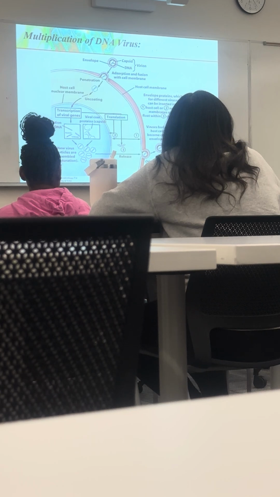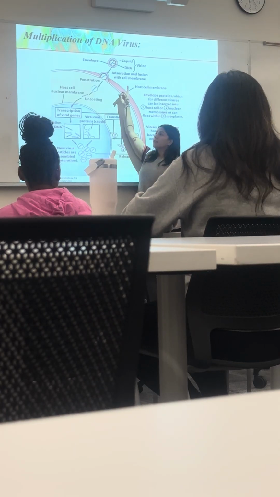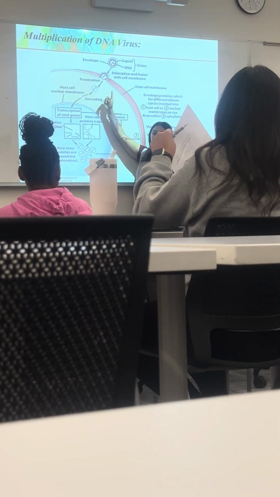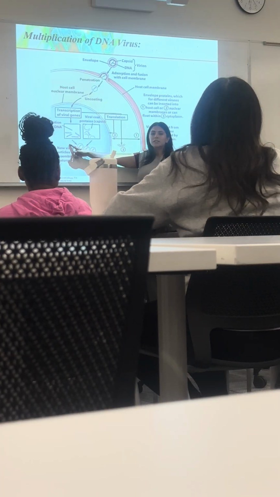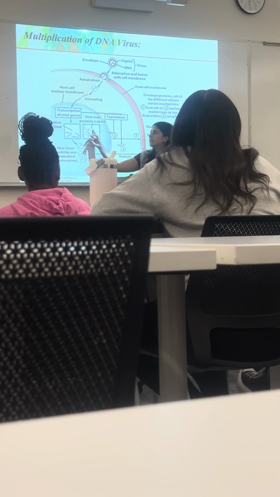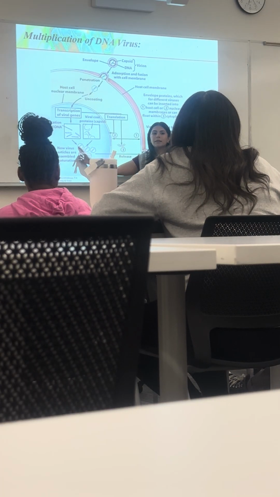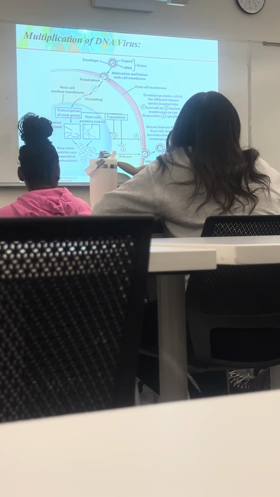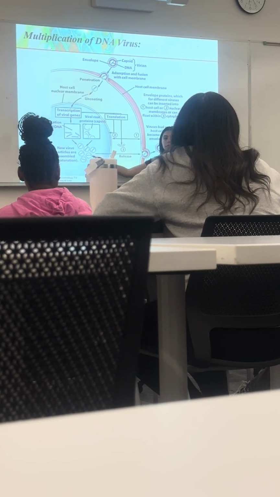So understanding what the steps were and where we do what: come in, attach, penetrate, uncoat, straight to the nucleus, replicate DNA, transcribe, make messenger RNA. Messenger RNA goes outside to the cytoplasm. We translate, make proteins. Proteins go back to the nucleus. In the nucleus, you assemble, and then boom, exit.